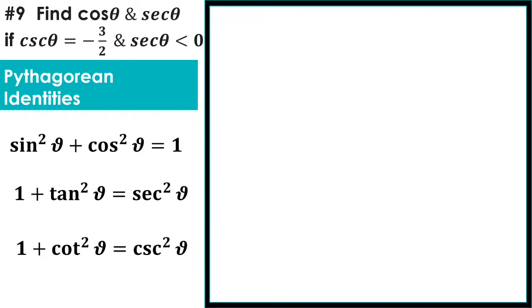All right, so for problem number 9, we want to find the answer to some trig functions, cosine of theta and secant of theta, and we're given a trig function. Ultimately, we want to use the Pythagorean identities, but before we go directly to the formulas, I prefer to work with sine, cosine, and tangent rather than cosecant, secant, and cotangent.